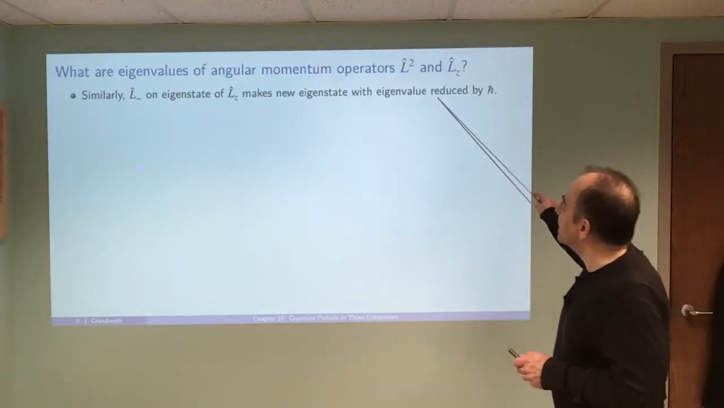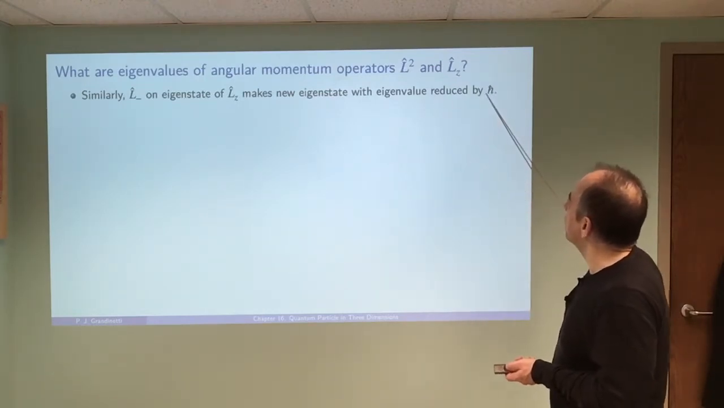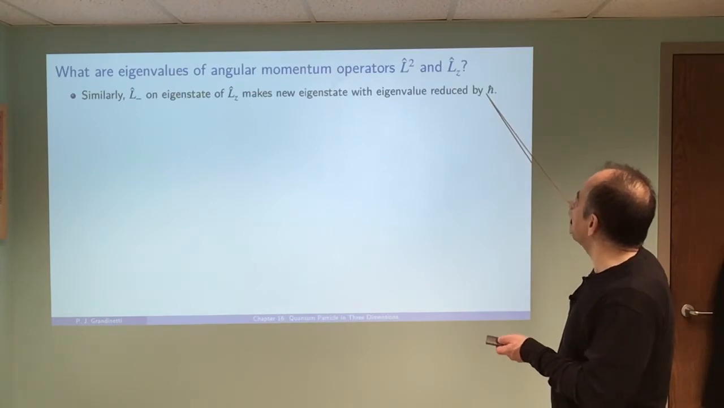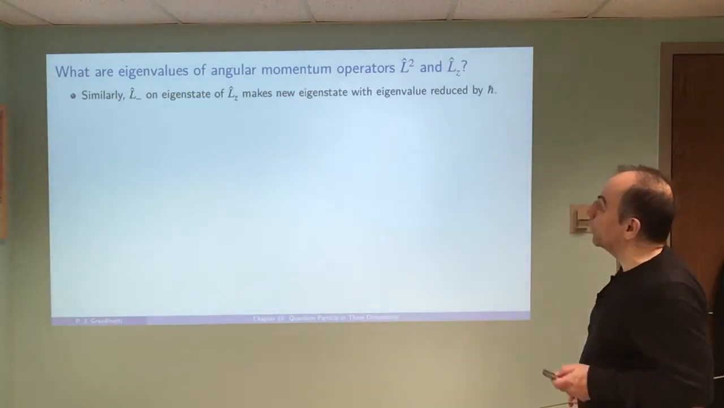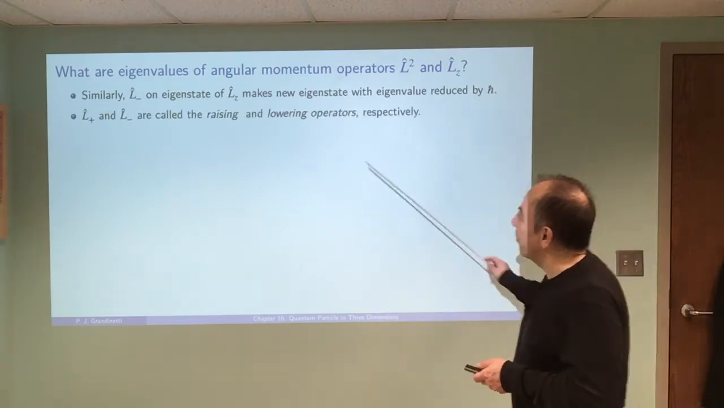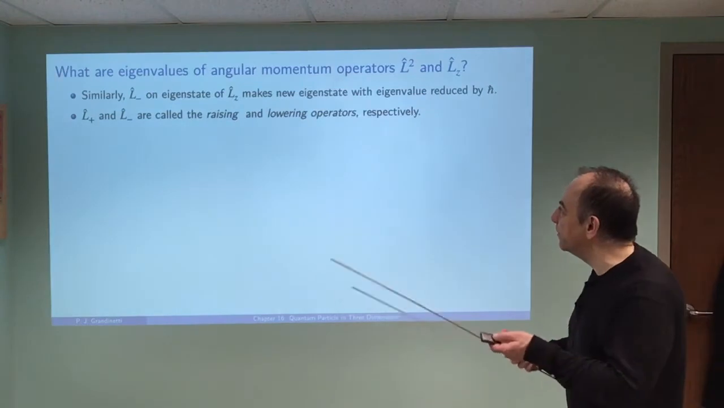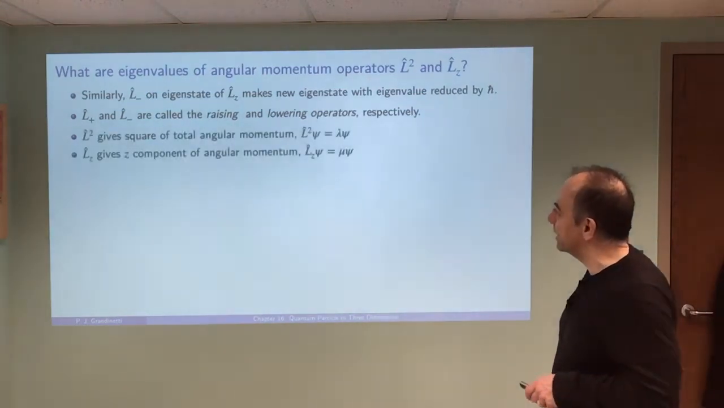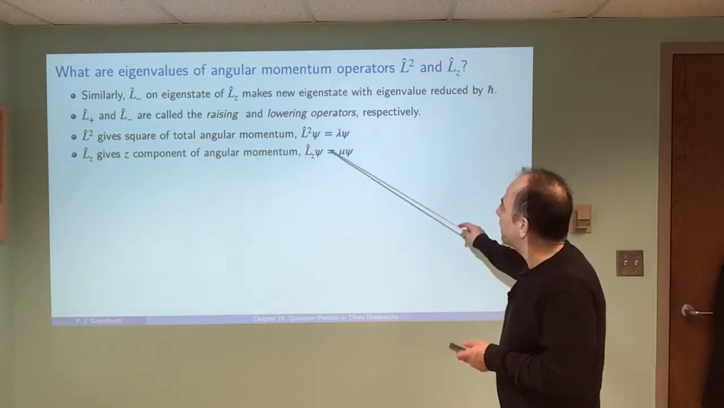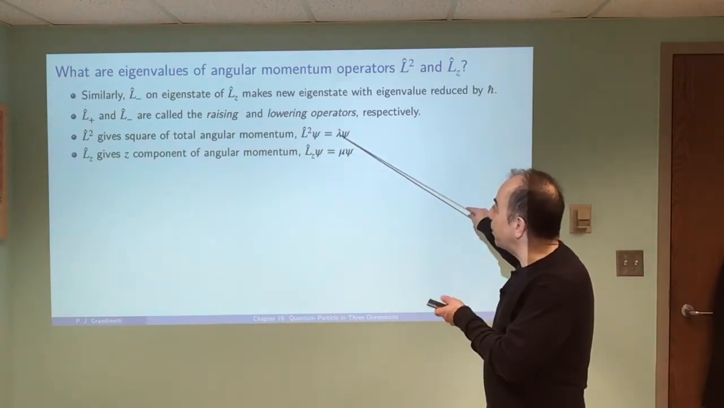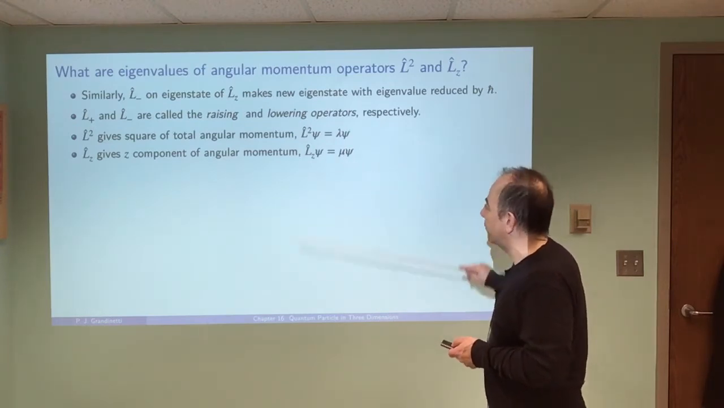So if we did the same thing with L minus, we can prove that L minus will reduce the wave function to a state that has one less h bar in angular momentum. So this L plus and L minus are called the raising and lowering operators for what I hope now are obvious reasons. And so when we apply L squared, we still get back some unknown value we have to determine, and we know that Lz will give us back some unknown value.